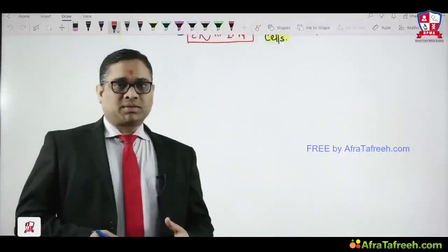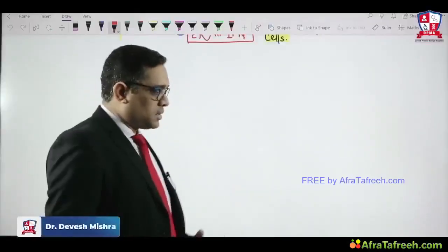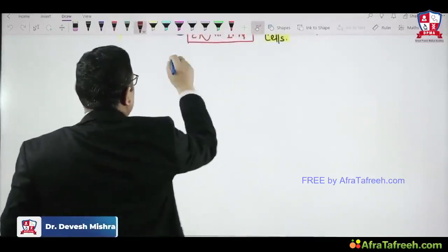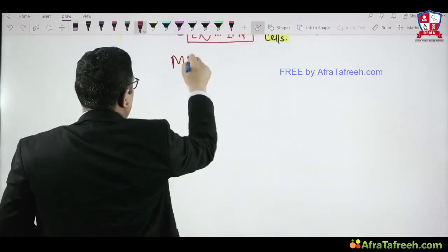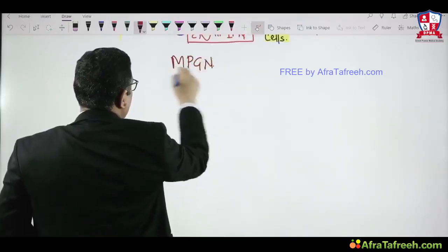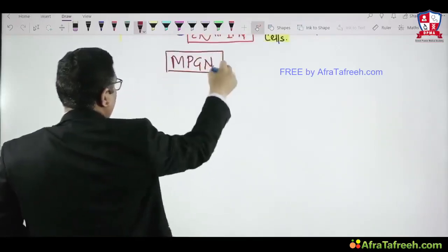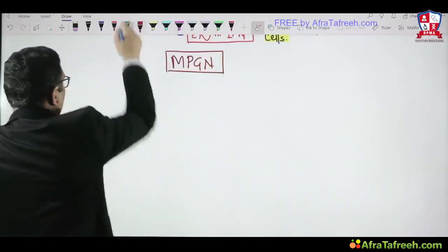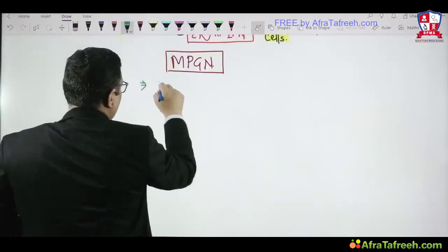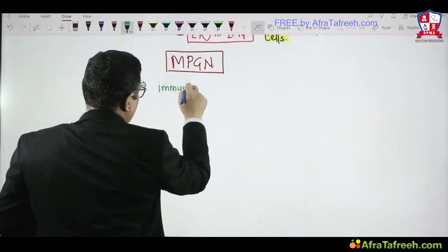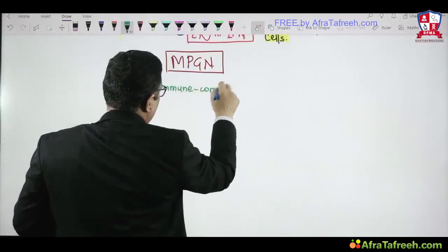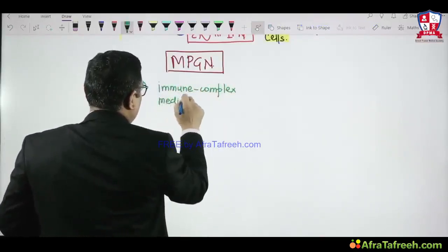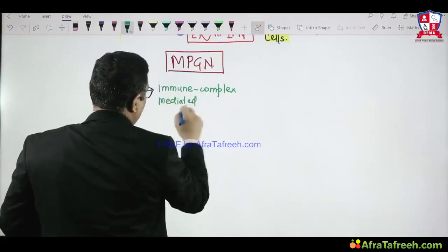Now we are going to discuss the next nephrotic syndrome, that is MPGN, membranoproliferative glomerulonephritis. These are immune complex mediated disorders. So that is the number one thing we have to keep in mind. These are immune complex mediated disorders.